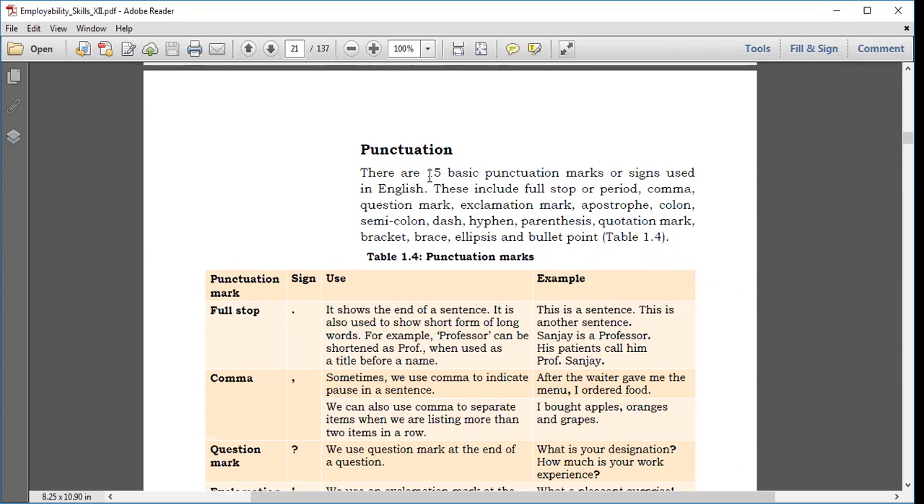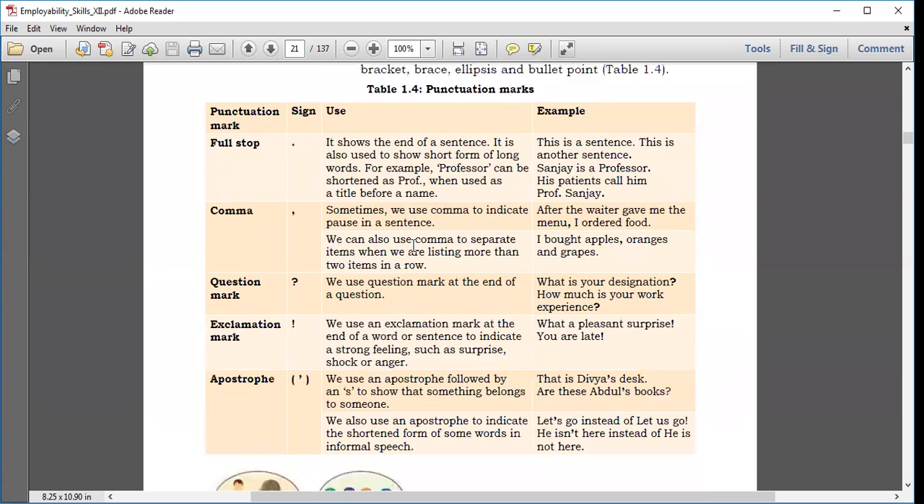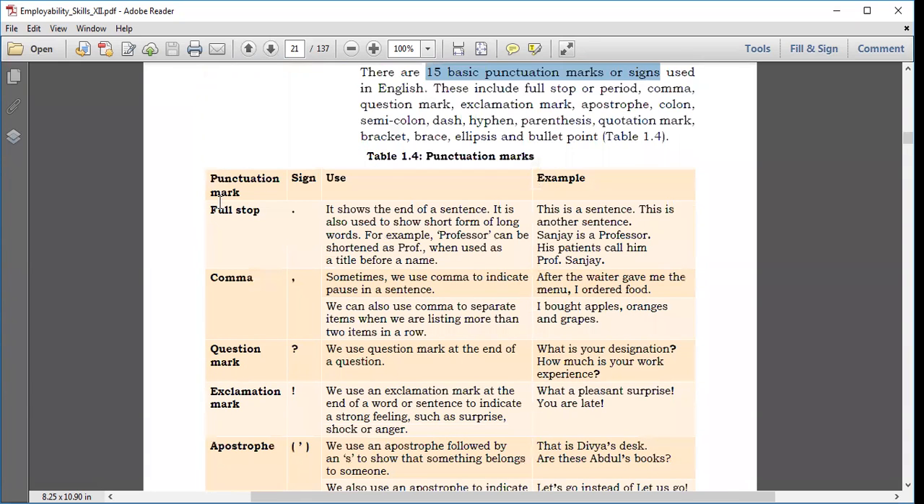Punctuation marks. There are 15 basic punctuation marks used in English, which include your full stop, comma, question mark, exclamation sign, apostrophe, colon, semicolon, dash, hyphen, parenthesis, quotation marks, brackets, and all those things. इनके यूज अलग अलग हैं. जैसे full stop, it shows the end of the sentence, right? Or it is also used at the end of the short forms of long words, like professor लिखना है तो prof लिख के पीछे full stop लगाते हैं, right?